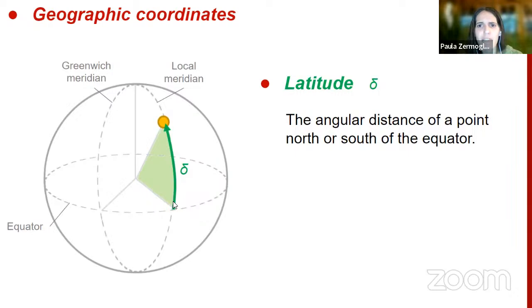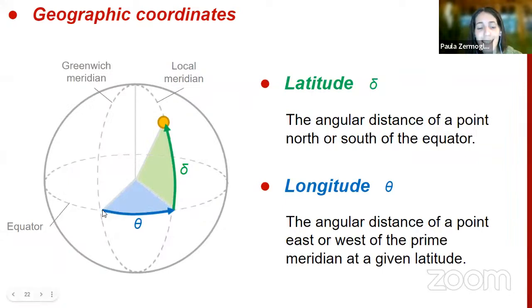So we define the latitude as the angular distance of a point north or south of the equator. In this case, it is north of the equator. It's an angular distance. Similarly, we define the longitude as the angular distance east or west of the prime meridian, which is here represented as the Greenwich meridian. So both latitude and longitude are angular distances from a given reference, the equator or the meridian.